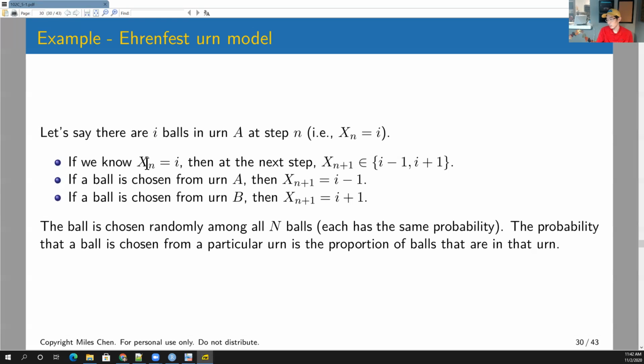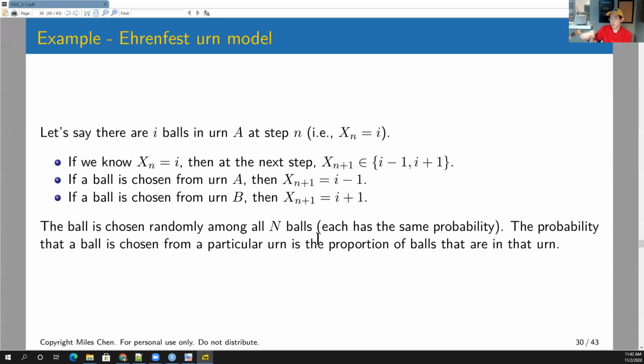So at the next step, if you currently have i, you're either going to end up with i minus 1 or i plus 1. And those are really the only 2 possibilities. Because at every step we're moving one ball from one side to the other, you're not going to stay stagnant. So you can't end up with i, and you can't end up with more than i plus 1 or less than i minus 1. So if you currently have i at step n, at step n plus 1 you're either going to end up with i minus 1 or i plus 1.